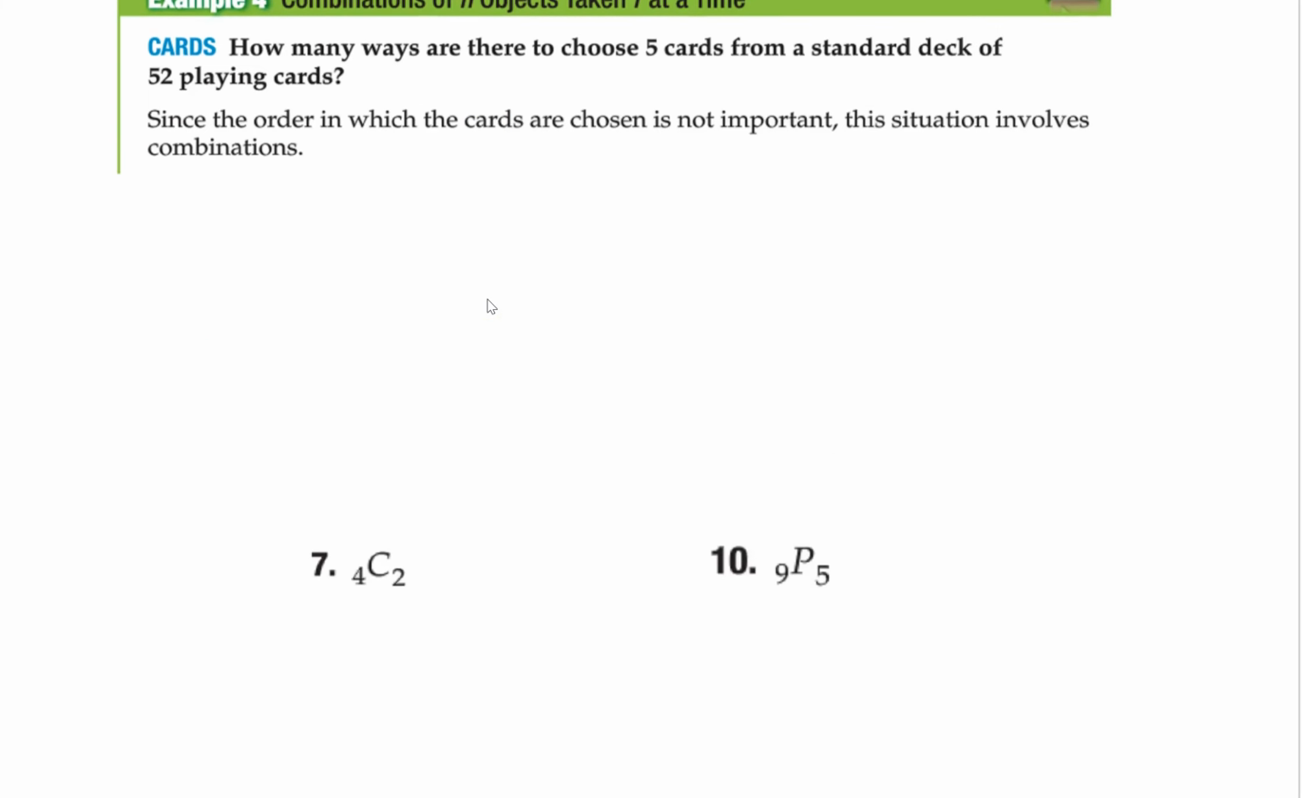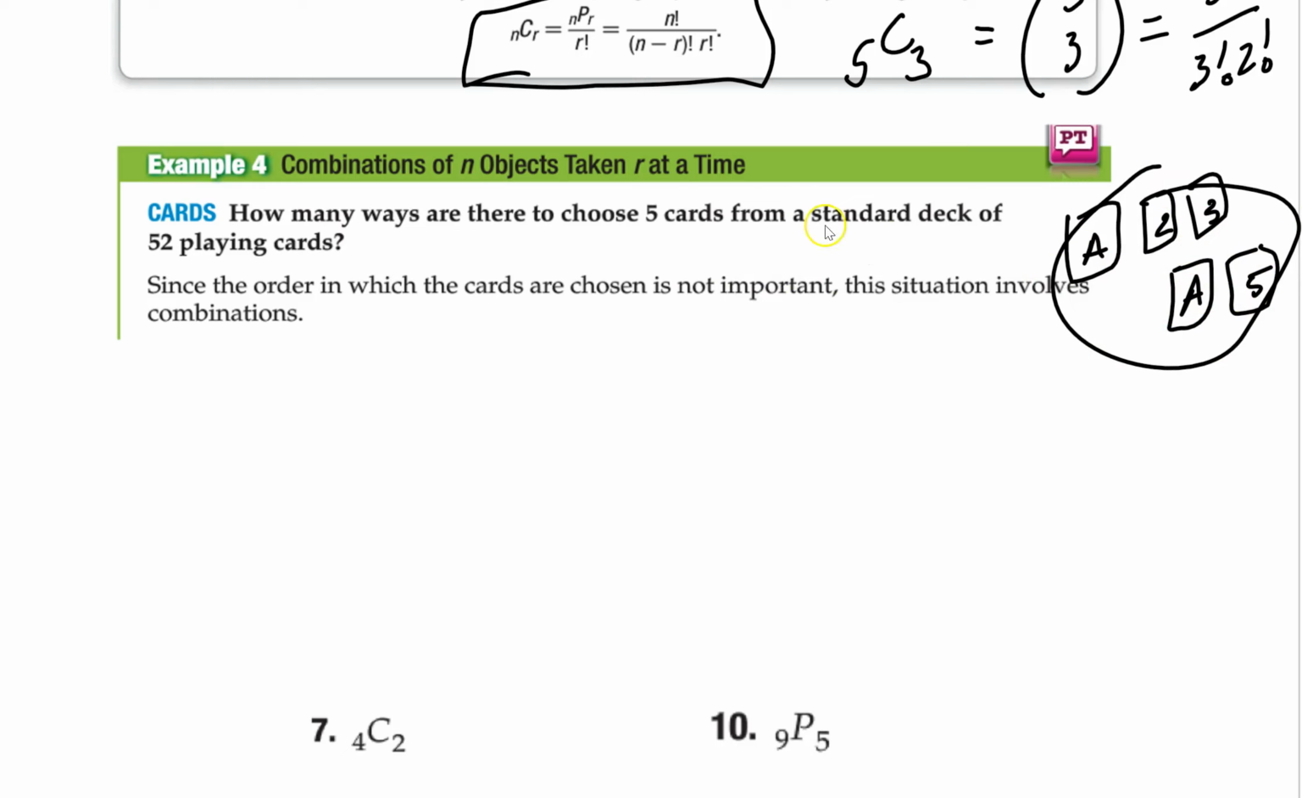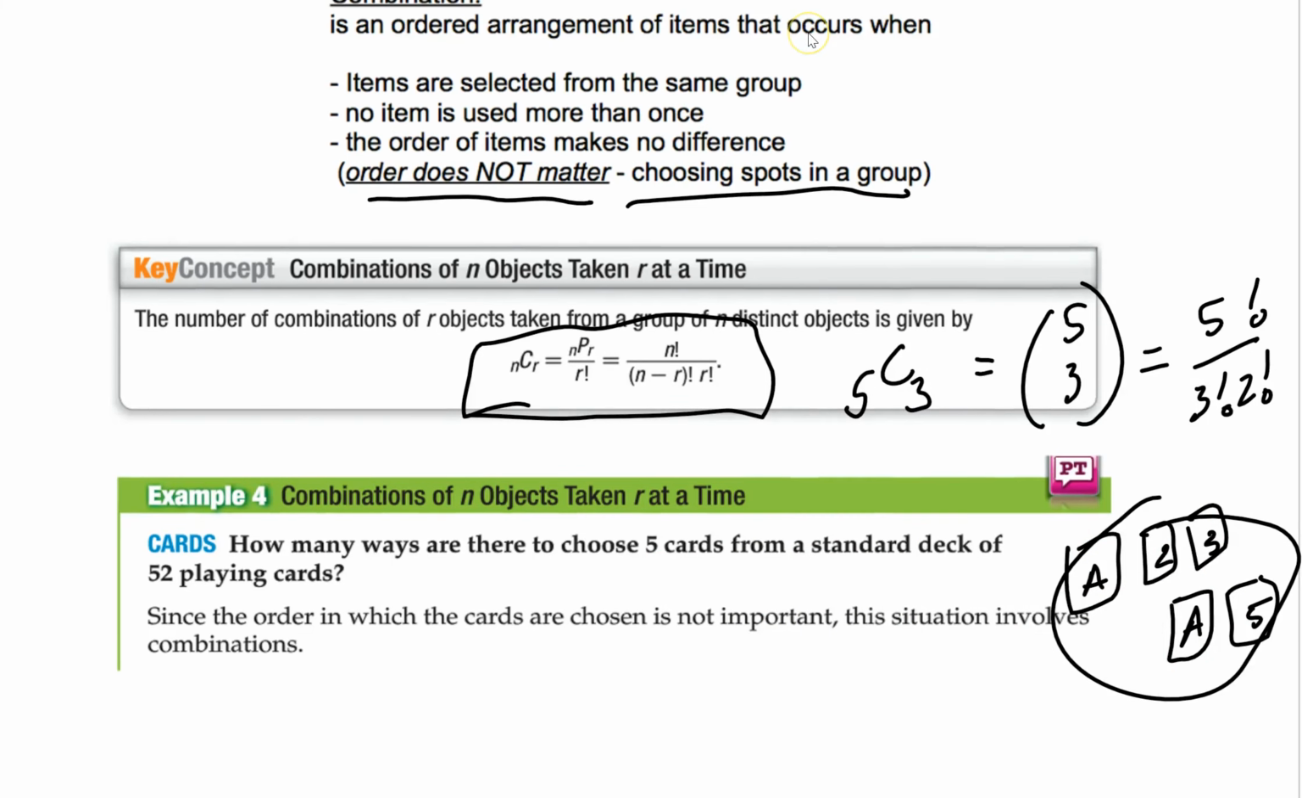So let's do an example here. How many ways are there to choose 5 cards from a standard deck of 52 playing cards? So in this case, it's like you're playing poker, you get a hand of 5 cards. It does not matter which card comes first. If you get an ace first, and then you get a 2, and then you get a 3, then another ace, and then you get a 5, you don't have to play in this order. You can rearrange it all you want. It does not matter what comes first. So that's a combination, right? You have a group of cards, and if it's a group where order does not matter, we're going to use combination.